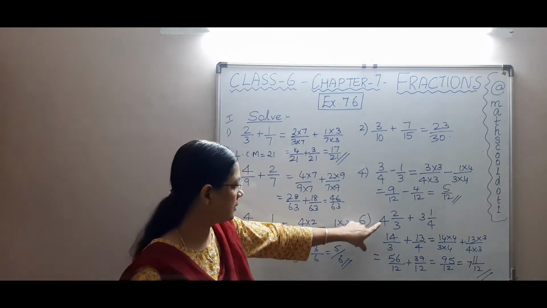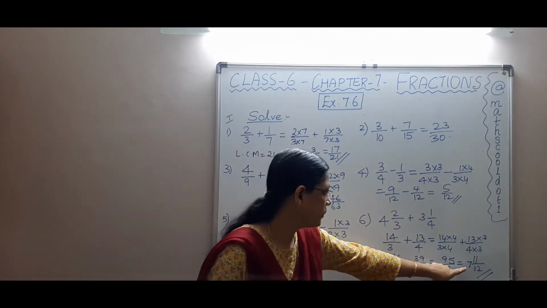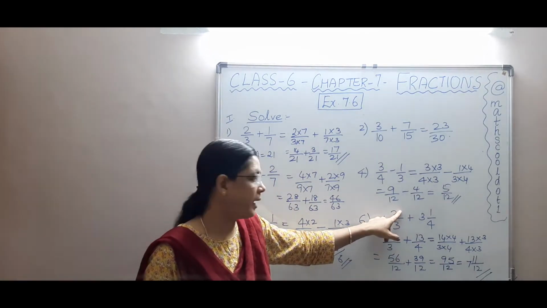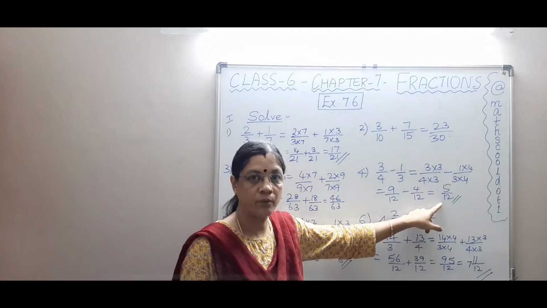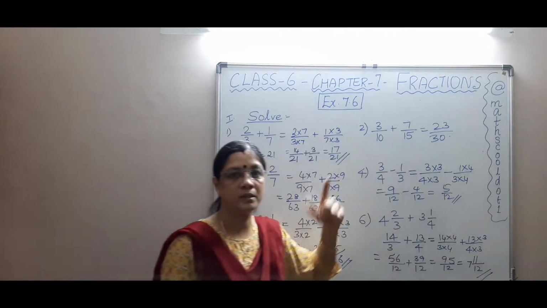You can just check it. See the whole number part, 4 and 3, you have got 7 here. 4 plus 3 is 7. And 3 4s are 12, so you multiply this by 4, you get 8. 4 3s are 12, so you multiply this with 3, so 8 plus 3 will become 11 by 12. So my answer is correct.